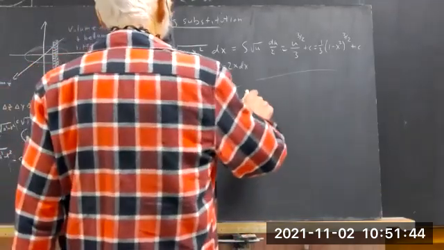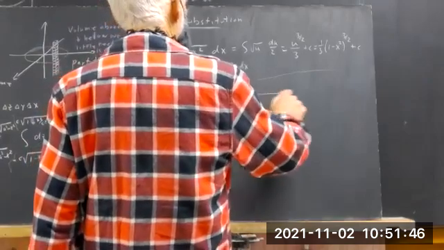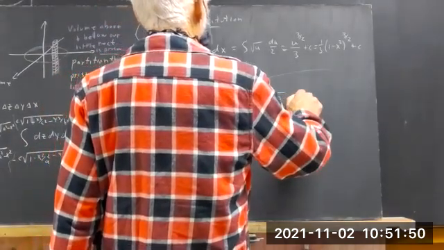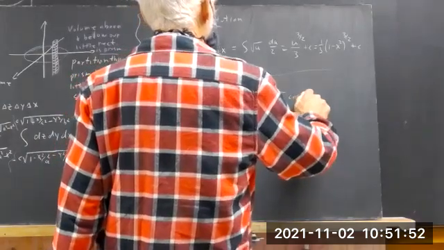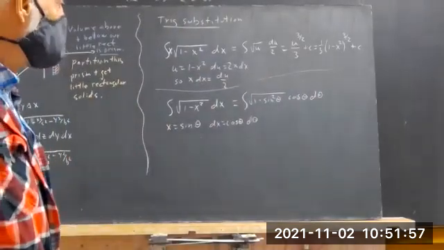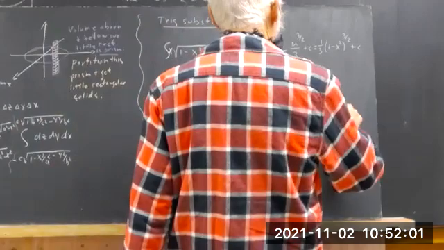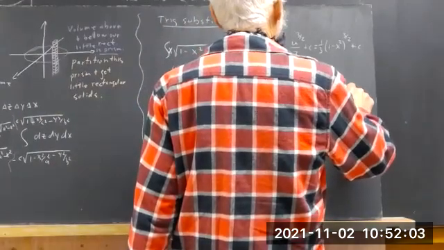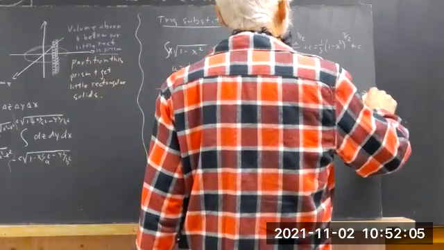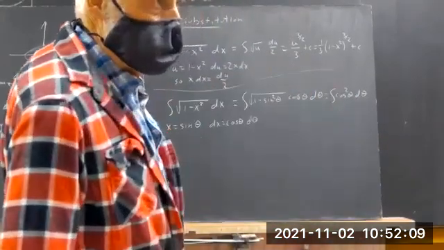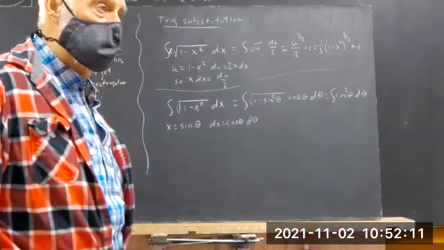This becomes the integral of the square root of 1 minus sine squared of theta times cosine theta d theta. And that becomes the integral of cosine squared of theta d theta. And you do that. These are trigonometric identities. Okay?